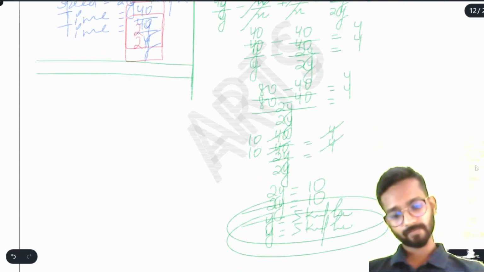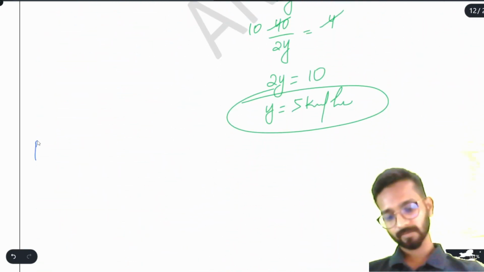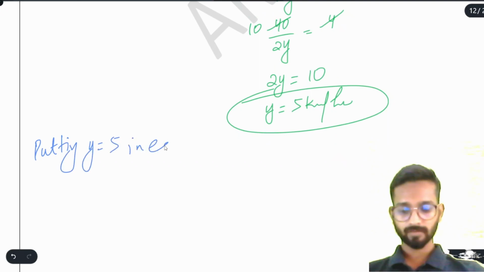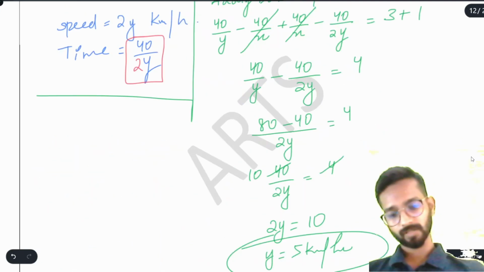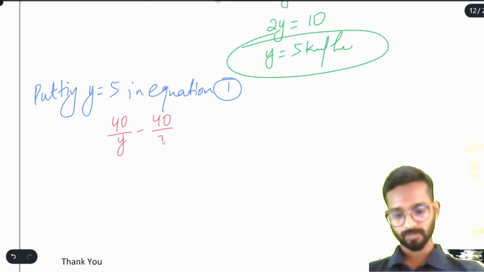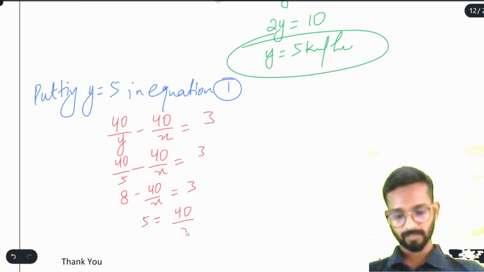Now putting y equal to 5 in equation 1, what was the equation? 40 by y minus 40 by x is equal to 3. 40 by 5 minus 40 by x, 8 minus 40 by x is equal to 3, which will be 5 is equal to 40 by x, and x is equal to 8 km per hour.